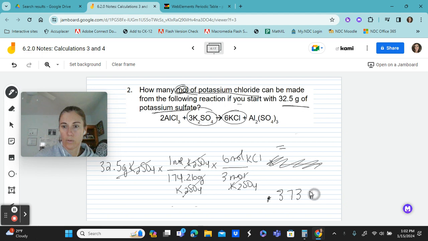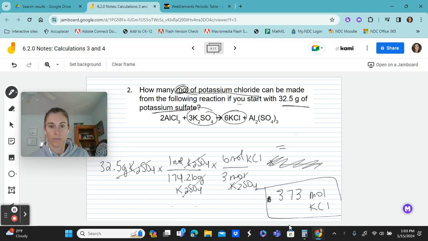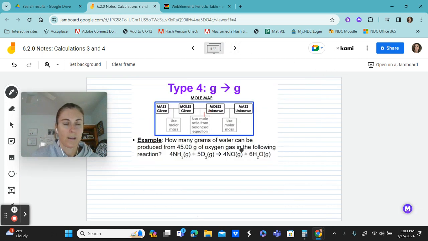0.373 moles of KCl. That is a decimal point. So that's how much you should create from that amount of potassium sulfate. All right, this is the final one. This is a 3-step.